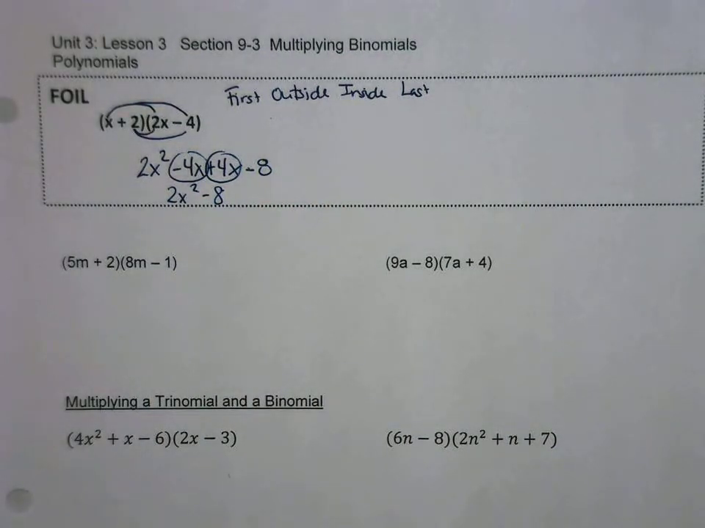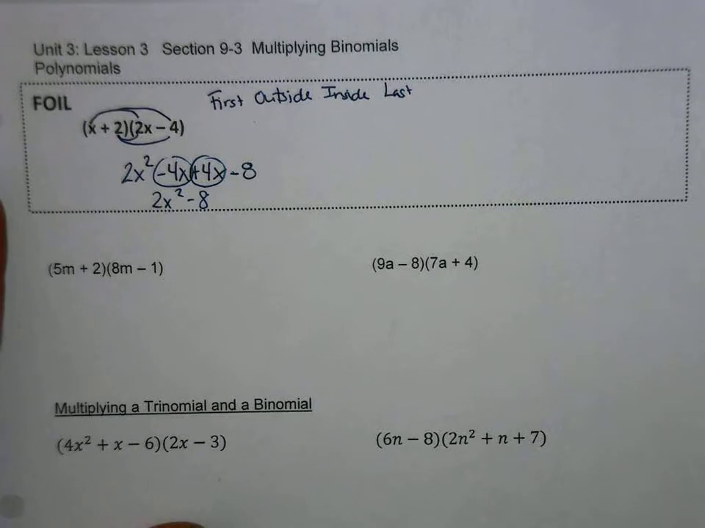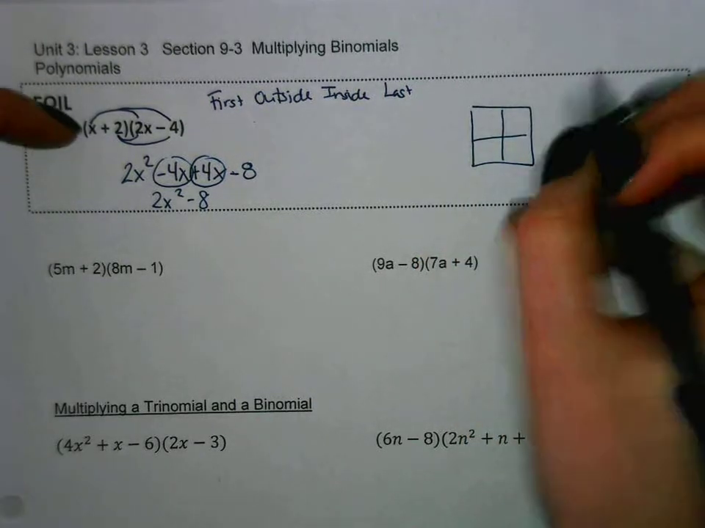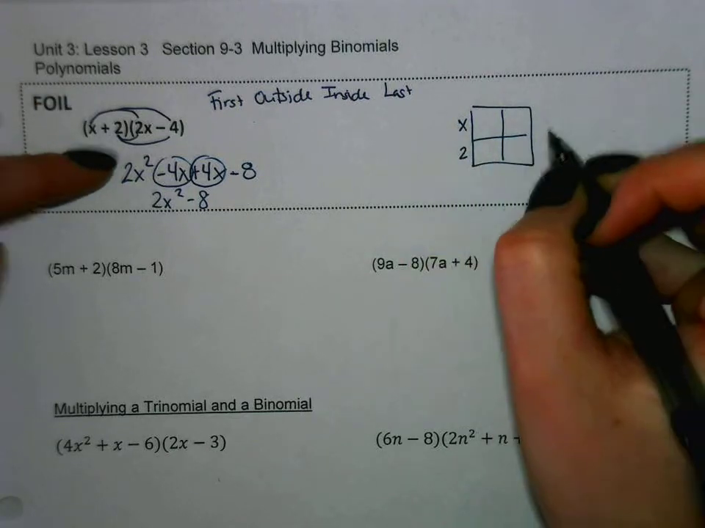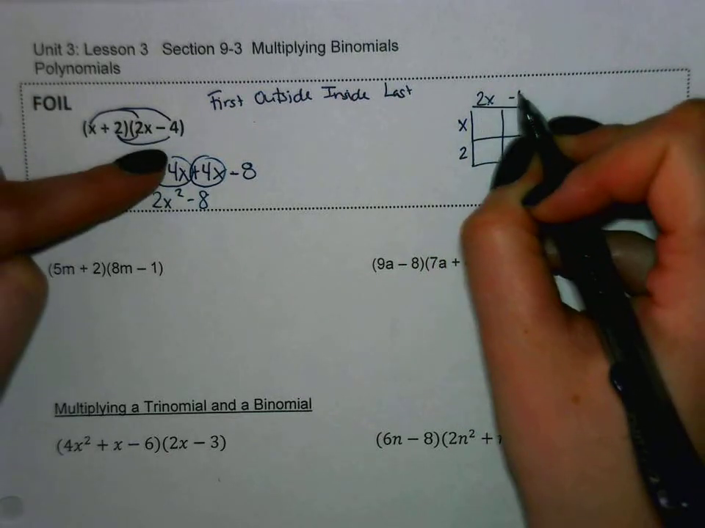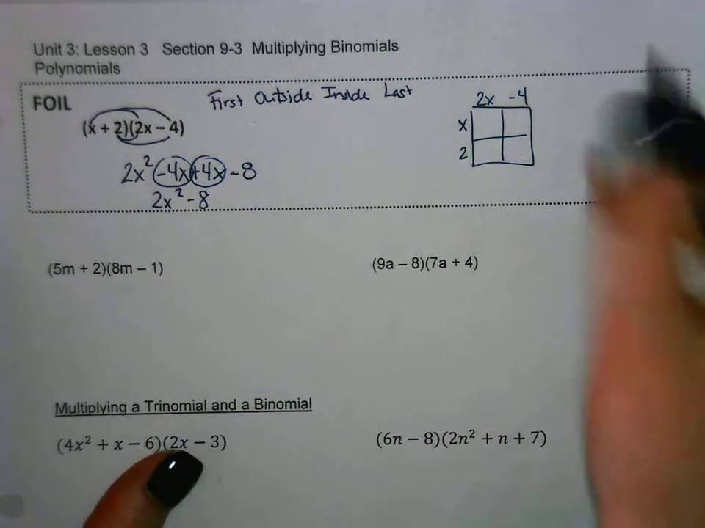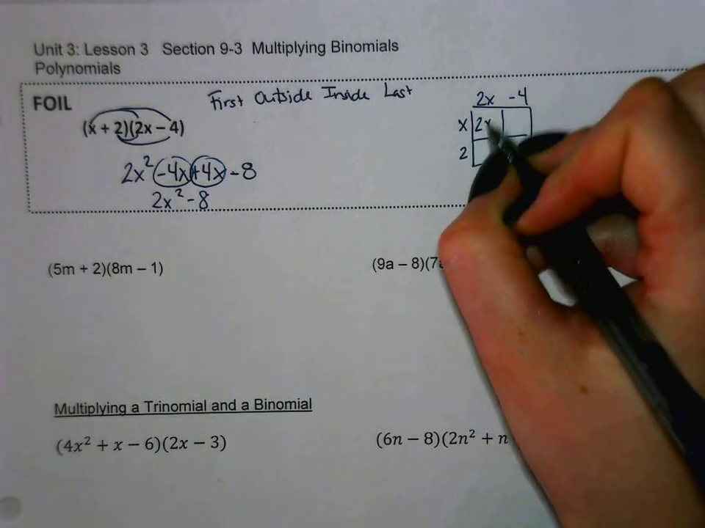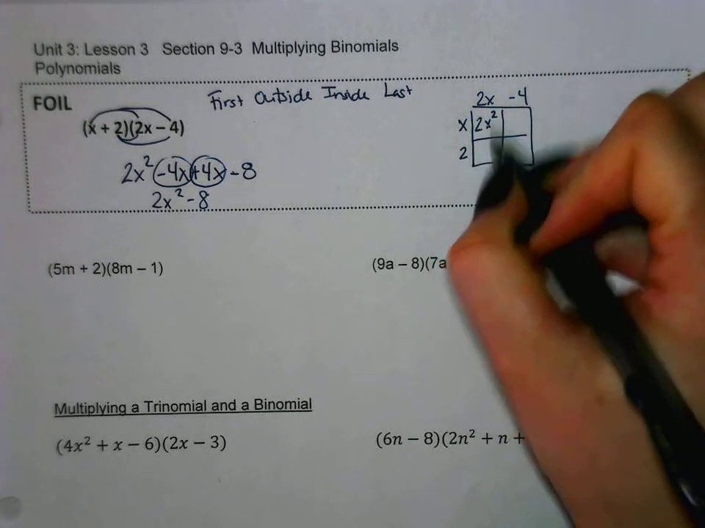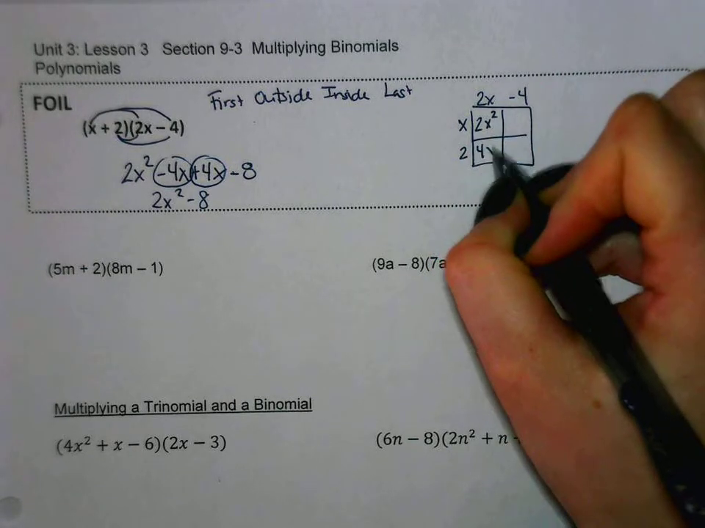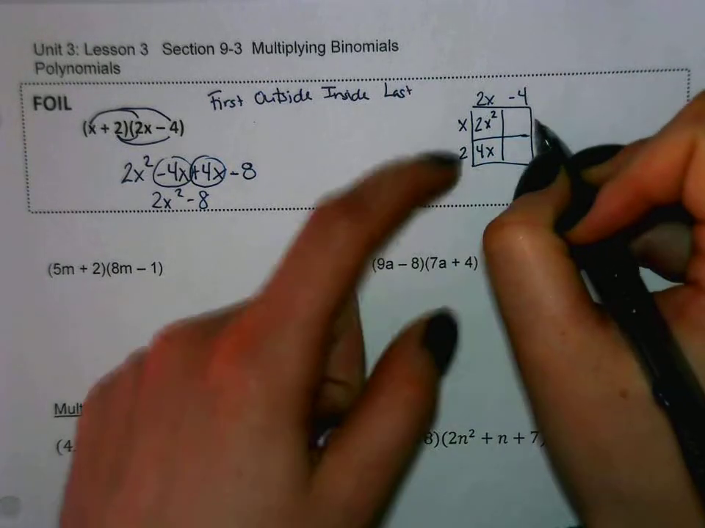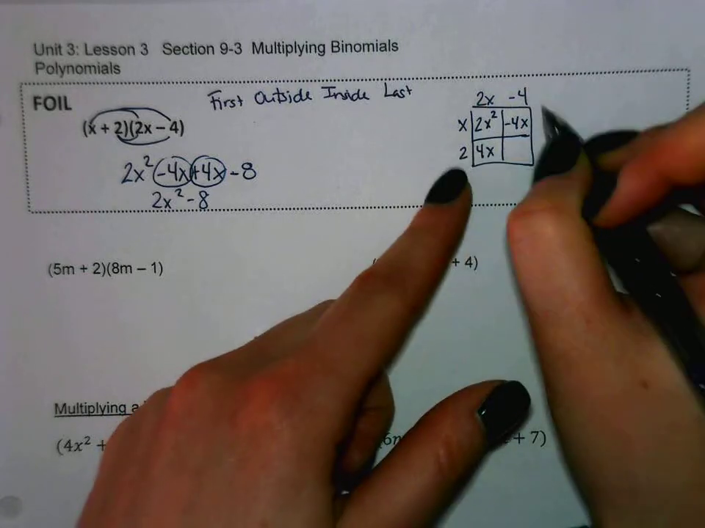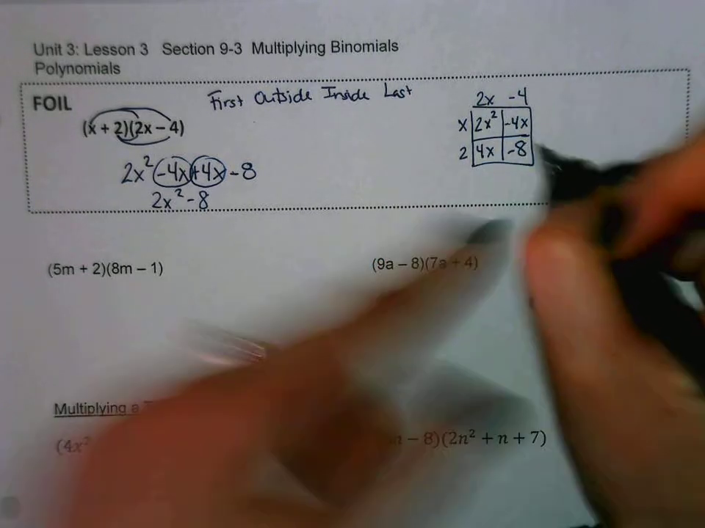The other way we can look at it, if it helps you, is using the box method. So if we take our problem, we create a box, and we have x plus 2 and 2x minus 4. When we fill in our boxes, this box means we take x times 2x, which is 2x squared. 2 times 2x is 4x. In this box, we take x times -4, which is -4x. Then our last box, 2 times the -4 is -8.